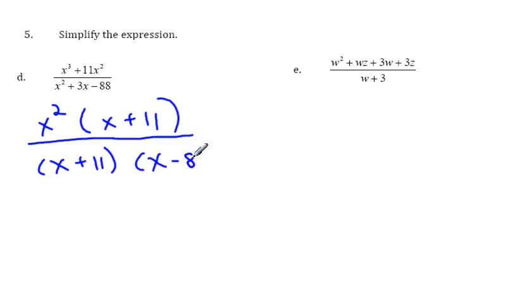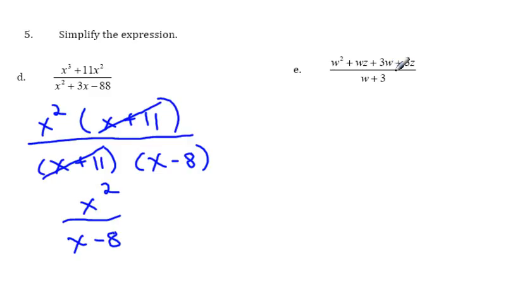times x minus 8. And now that I have everything factored, I'm looking for factors that are alike in the numerator and denominator to divide out or cancel out. That's the x plus 11's, and I'm left with x squared over x minus 8, which is my final simplified form, because remember, this x and this x cannot be divided out because this one's not a factor. This is a factor, but down here this is a part of a polynomial, and so I can't divide it out into the x squared in the numerator.